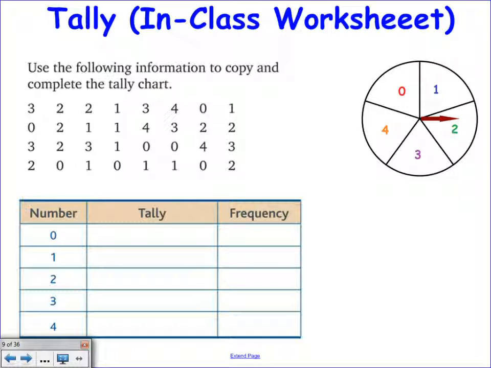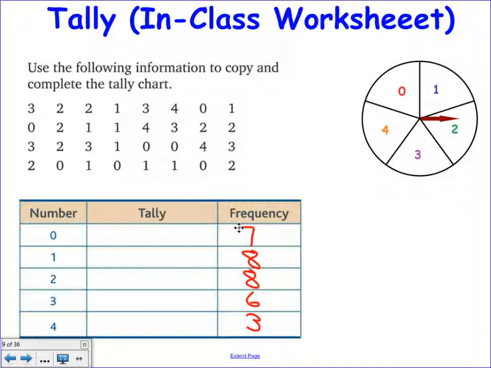How many zeros? 7. How many ones? 8. How many twos? 8. How many threes? 6. And how many fours? 3. So if this was a spinner and we'd just done an experiment and spun our spinner and collected our data and processed it, what would that tell you about your spinner?